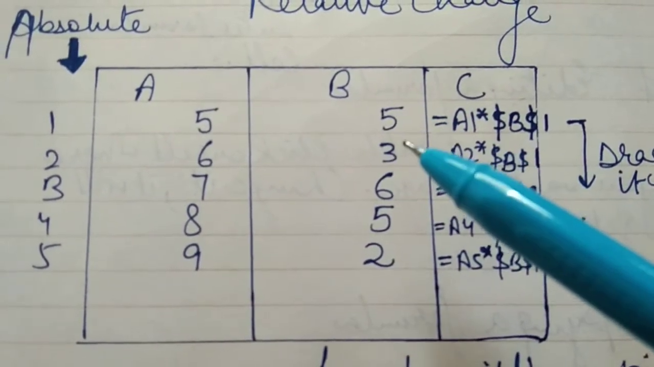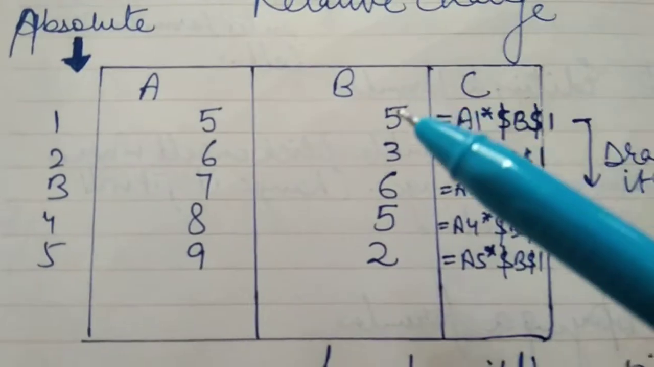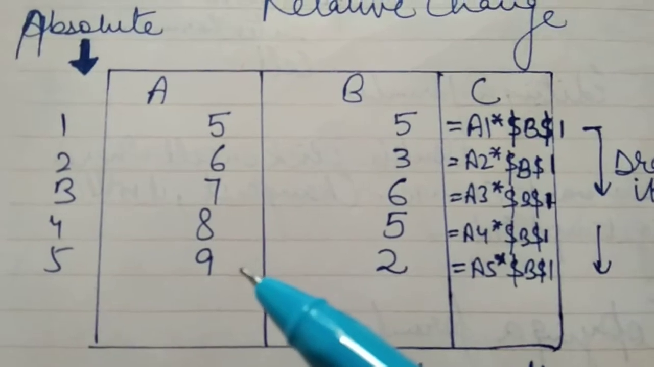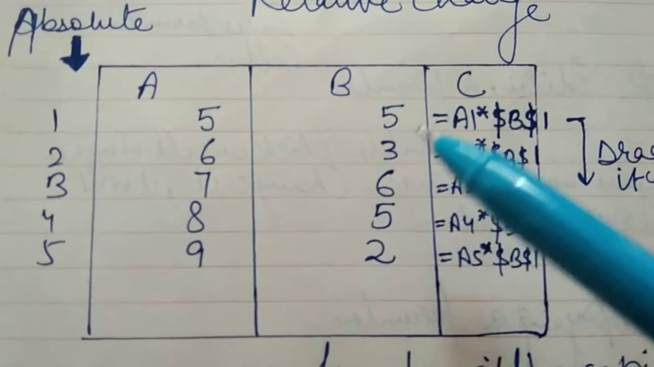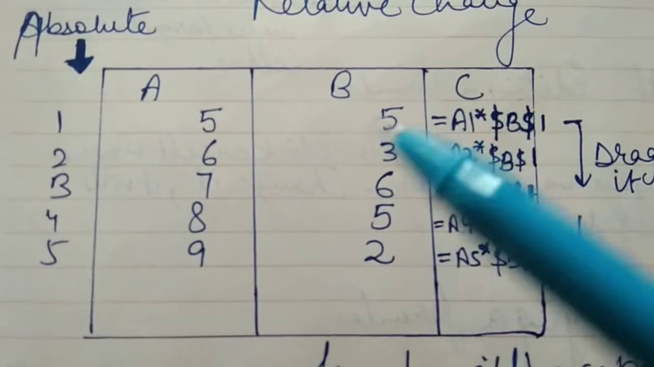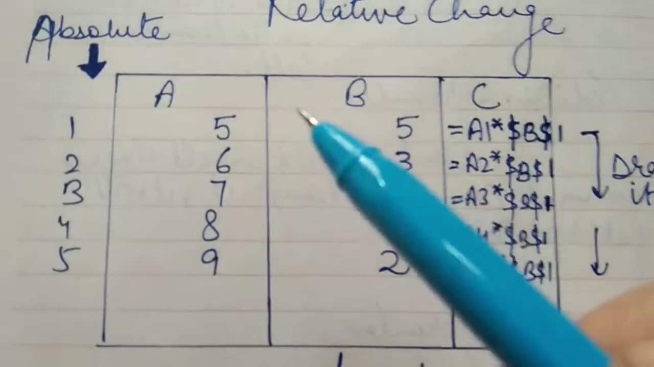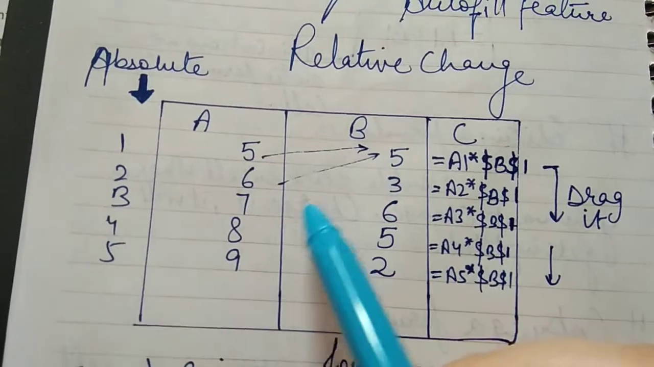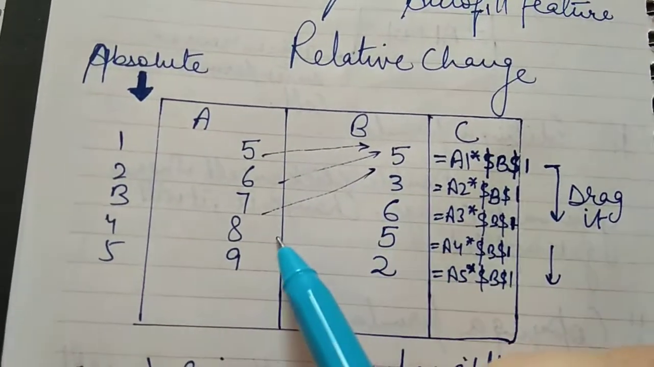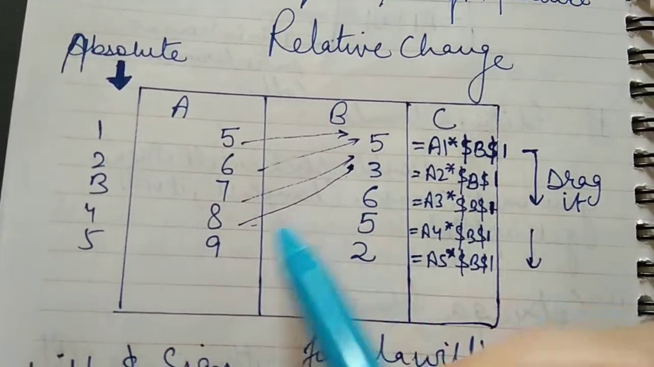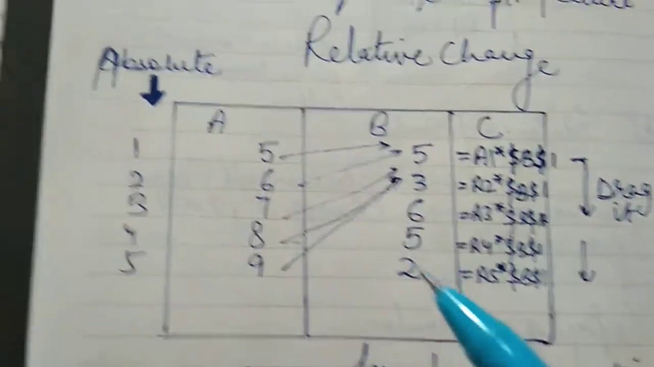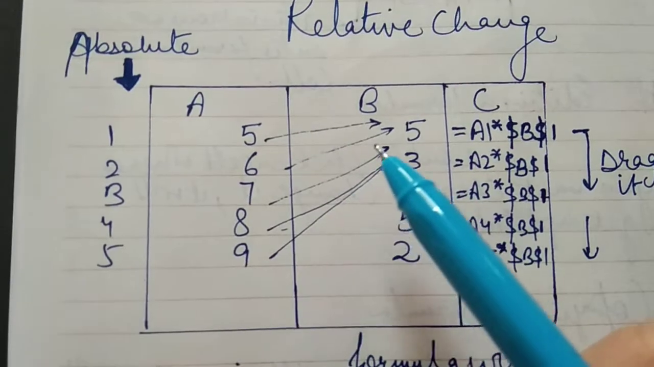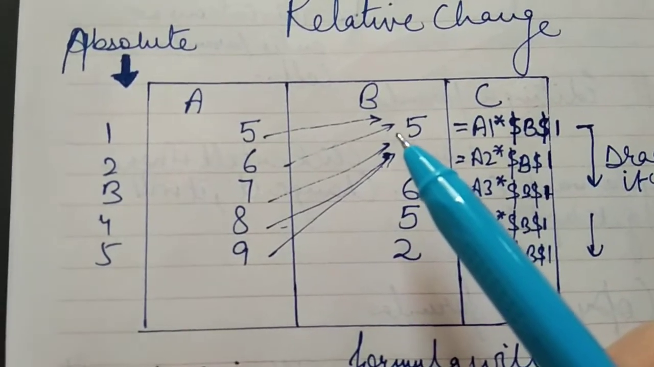We will not change these values relatively. We want to change these values, but for multiplication we need only the 5 value. That is 5 into 5, 6 into 5, like this I am marking the arrow, 5 into 5, 6 into 5, 7 into 5, 8 into 5 and 9 into 5. That means all values of the A column are to be multiplied with the fixed value, that is B1.